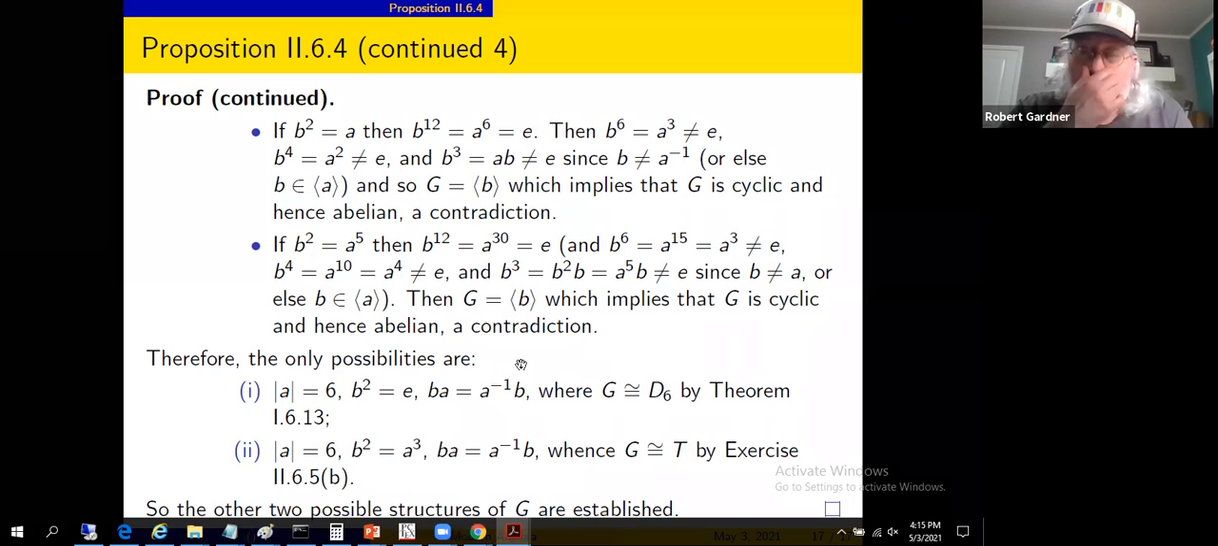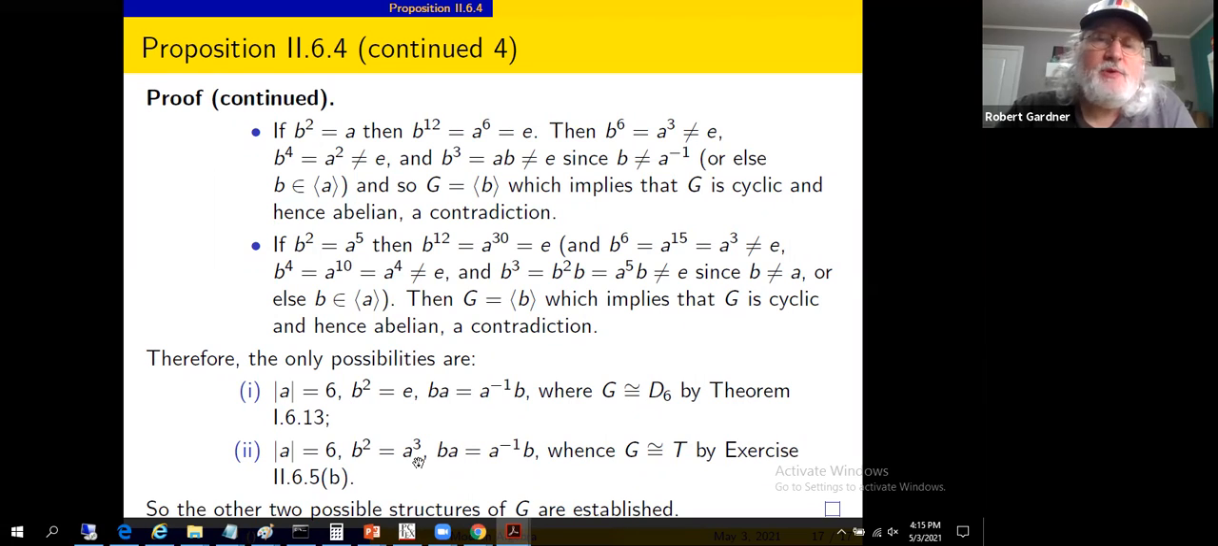We've got G generated by elements A and B. Element A has order 6. Agreed, both cases. We had BA equals A inverse B, both cases. The difference was whether this element B was of order 2 or, well, I guess I could explain it as this element B squared is A to the 0, the identity, or was A cubed. So there's the two possibilities we had.